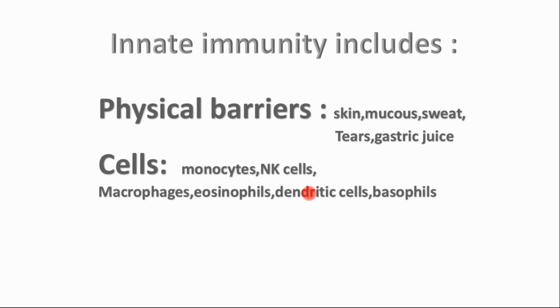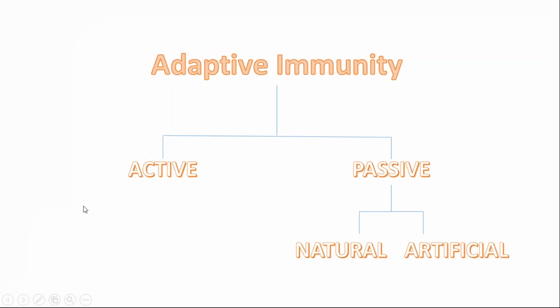Now, if in case the antigens pass the physical barriers, there are cells in our blood which will try to protect the human body from those antigens, and those cells are monocytes, natural killer cells, macrophages, eosinophils, dendritic cells, and basophils.